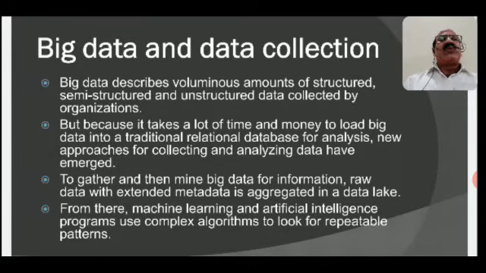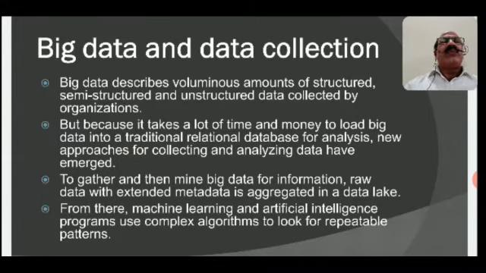Then to gather and then to mine big data for information, raw data with extended metadata is aggregated in a data lake. So you can think of all those things and read little by little progressively to understand what big data is. And I have given you the example of the census, or sometimes even NFHS, National Family and Health Survey. We'll see what those are.